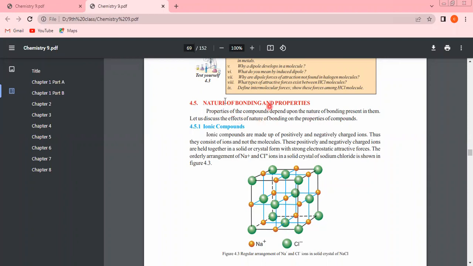Nature of bonding and properties. Properties of the compound depend upon the nature of bonding present in them. Let us discuss the effect of nature of bonding on the properties of compounds. Ionic compounds. Ionic compounds are made up of positively and negatively charged ions. They consist of ions and not molecules. The positively and negatively charged ions are held together in a solid or crystal form with strong electrostatic attractive force. The orderly arrangement of sodium and chloride ions in a solid crystal of sodium chloride is shown in the figure.